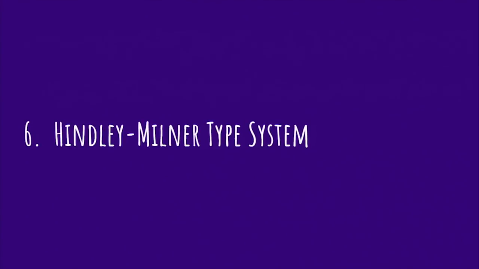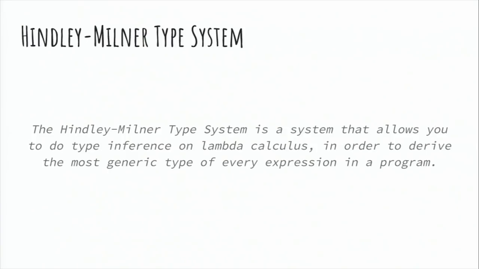So, there's also something they call the Hindley-Milner type system. And this is where it gets all arrogant, like we're functional programmers, we understand this. So I'll try to understand as well. Come on. Okay, so it's a type system that allows you to do type inference and lambda calculus in order to derive the most generic type of every expression in a program. Not helpful.